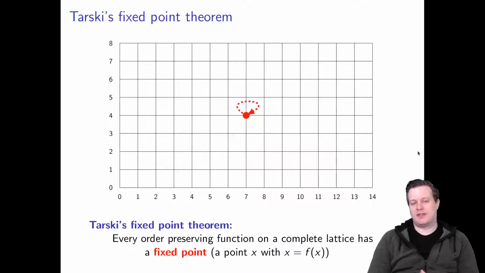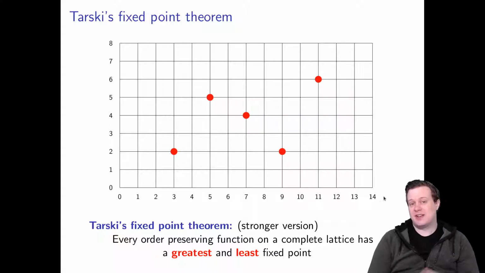And now we can define Tarski's fixed point theorem. Tarski's fixed point theorem says every order preserving function on a complete lattice has a fixed point. That means if you give me an f defining this lattice that is order preserving, then there is some point in this lattice such that f maps that point to itself. So this could be x, and we can see that f of x is also x. So that is a fixed point, and Tarski's fixed point theorem says so long as you are order preserving, there must exist at least one fixed point somewhere in the lattice.